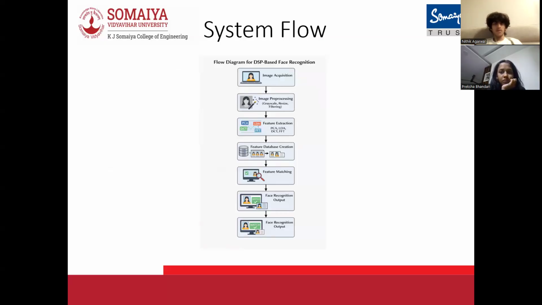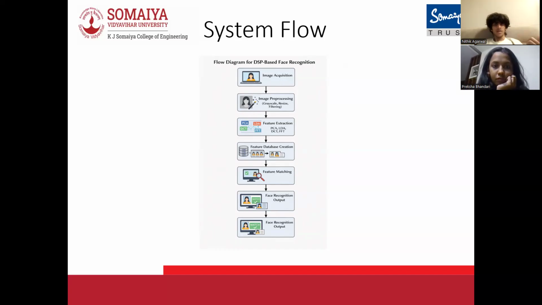This is our system flow for face recognition that is DSIP based, in which there is image acquisition, that is the image getting captured by your local webcam or the dataset that you're choosing. Then there is image processing, in which you turn the image into a grayscale image, or you resize and filter it so it doesn't take much of your storage space. And then there is feature extraction like PCA, LDA, LBP, DCT, FFT, etc.